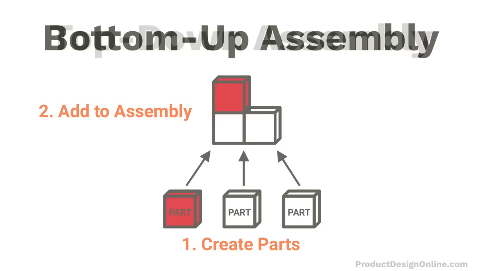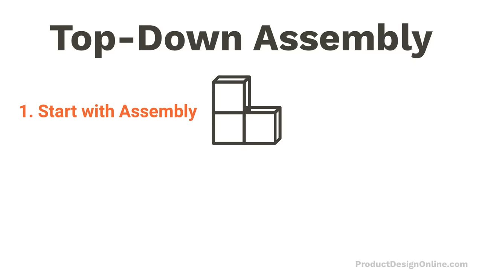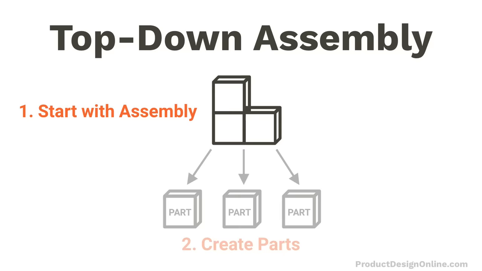On the other hand, we have top-down assemblies. The top-down technique means you start with an assembly file and build all of your parts within the context of the assembly. Parts can be built in place and can reference each other, making parts capable of automatically adapting when you change size or location.